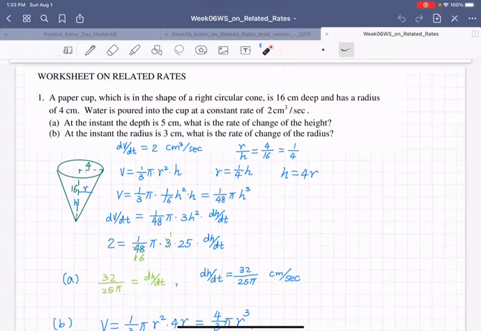A paper cup, which is in the shape of a right circular cone, is 16 centimeters deep and has a radius of 4 centimeters. Water is poured into the cup at a constant rate of 2 centimeters cubed per second.